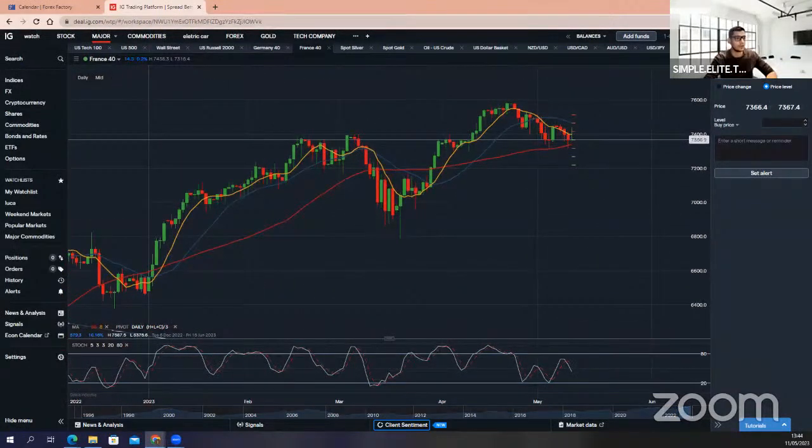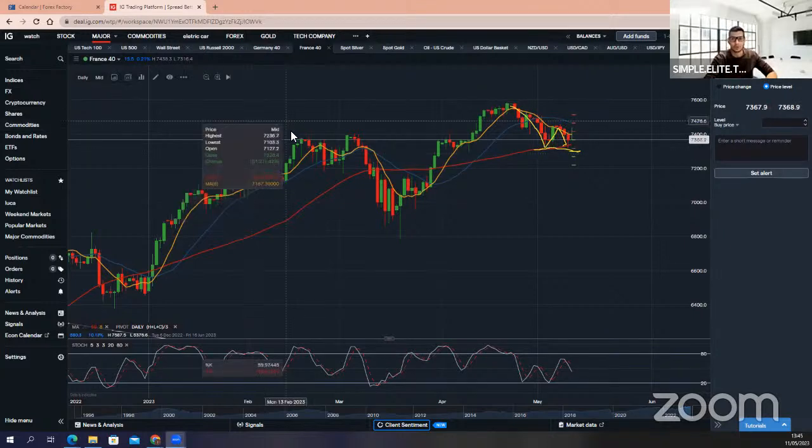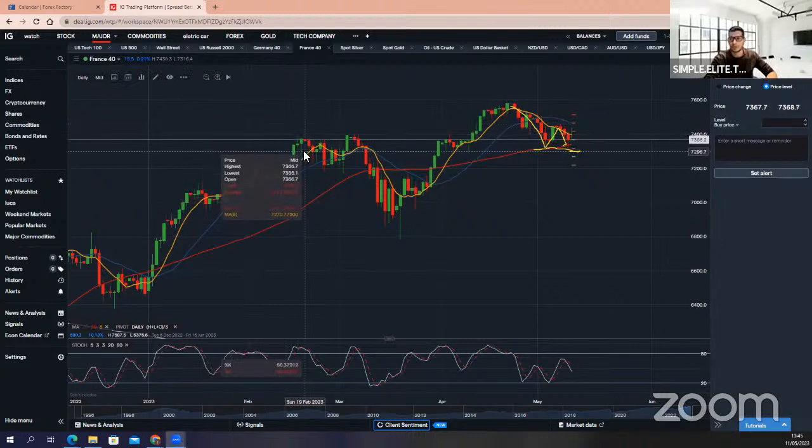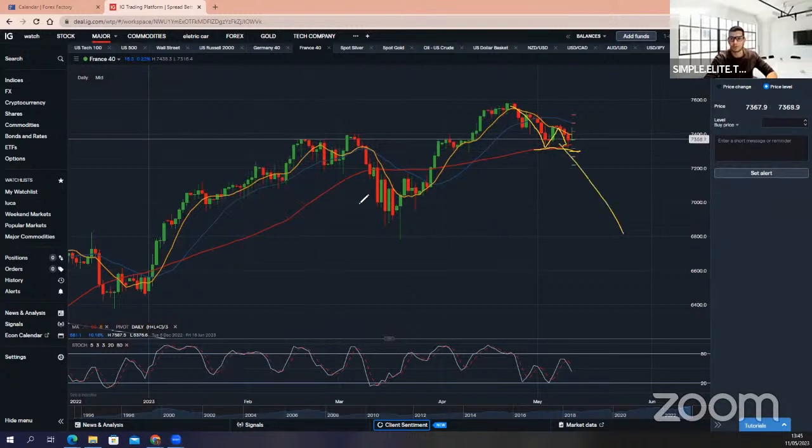So it's already a change of trend on 1 hour. So daily, sorry. You can see if price breaks this level, which is 73, we could probably see some downside also on France 40 until here.